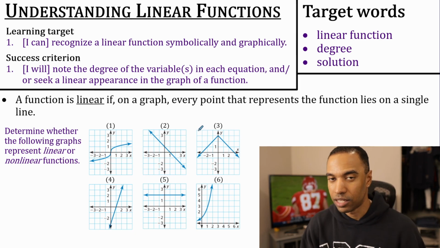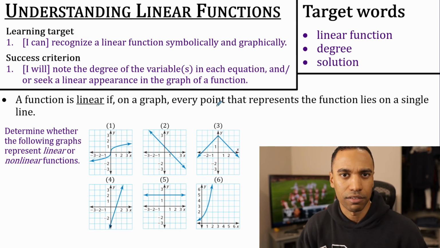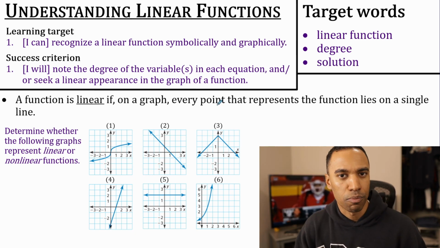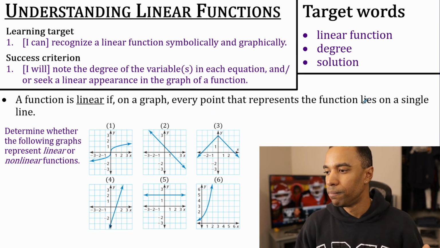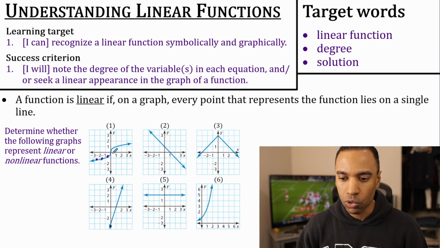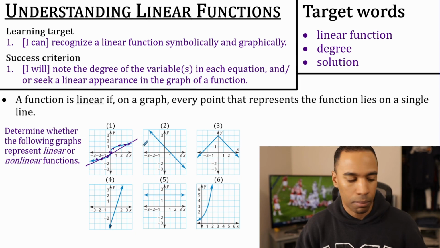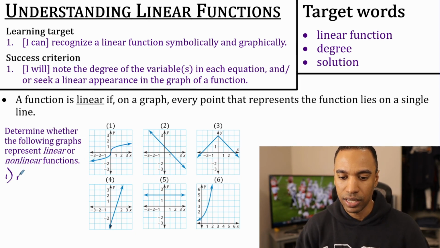And we are going to connect the dots when we do these, unless something otherwise calls for a discrete kind of function, like an arithmetic sequence would. All these will be continuous for the most part. Okay, so if it lies on a single line: these points here, could I make a single line through these points? The answer is no for number 1. I could make a curve, but not a line. Number 1 is nonlinear.